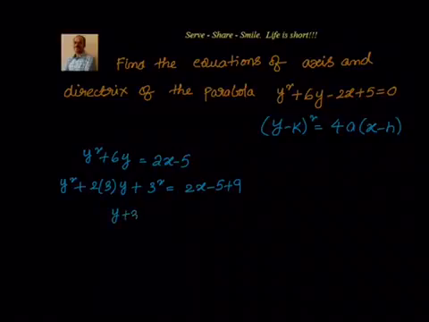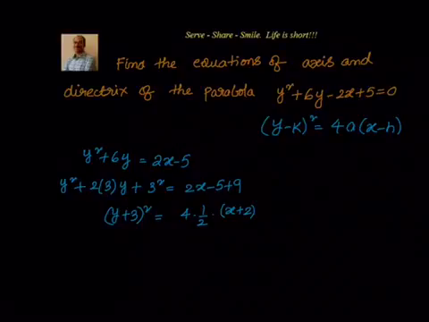So this is nothing but a square plus 2ab plus b square. So I can write down y plus 3 whole square is equal to 2x plus 4, which I can write as 4 into half into x plus 2. 2x plus 4 is 2 into x plus 2, but what we want is 4 into a into x minus h. So we can write it as 4 into half into x plus 2.